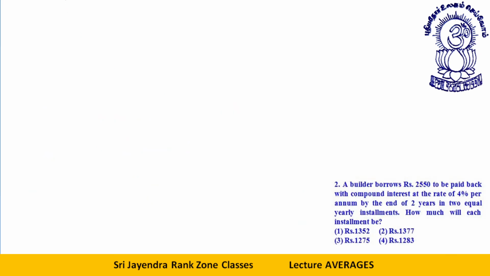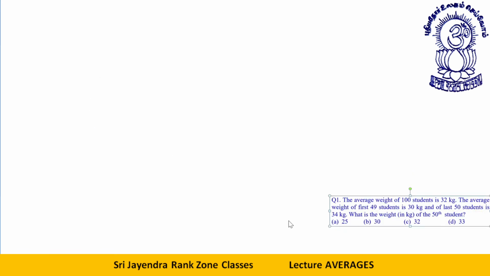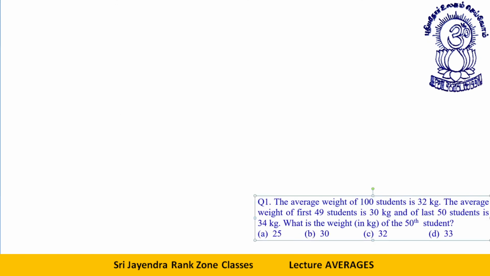Next one, okay. Let me check if you need to do the next one. Reason being, I have finished this exercise now. Okay, let's take one more question. The average weight of 100 students is 32 kg. The average weight of the first 49 students is 30 kg and the last 50 students is 34 kg. What is the weight of the 50th student? This is a new type of question.